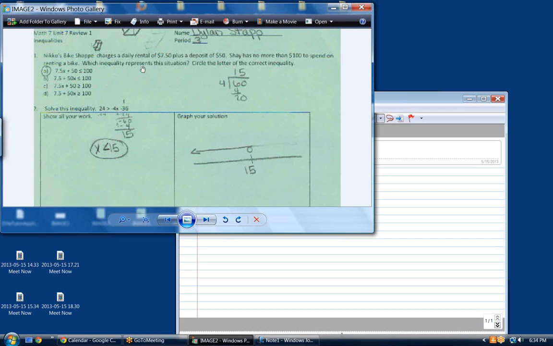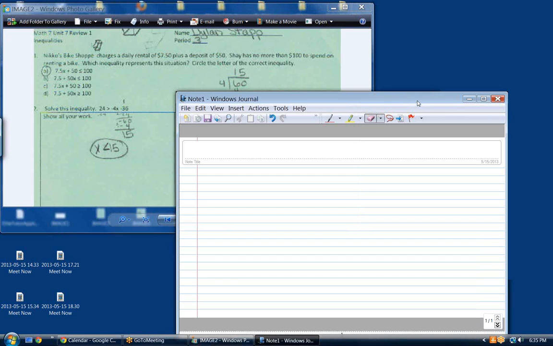Nico's bike shop charges a daily rental of $7.50 plus a deposit of $50. She has no more than $100 to spend on renting a bike. Which inequality represents this situation? Circle the letter. Now, let's suppose this was not multiple choice, and they wanted you to come up with that formula. How would you do it? So it says a daily rental of $7.50 plus a deposit of $50.